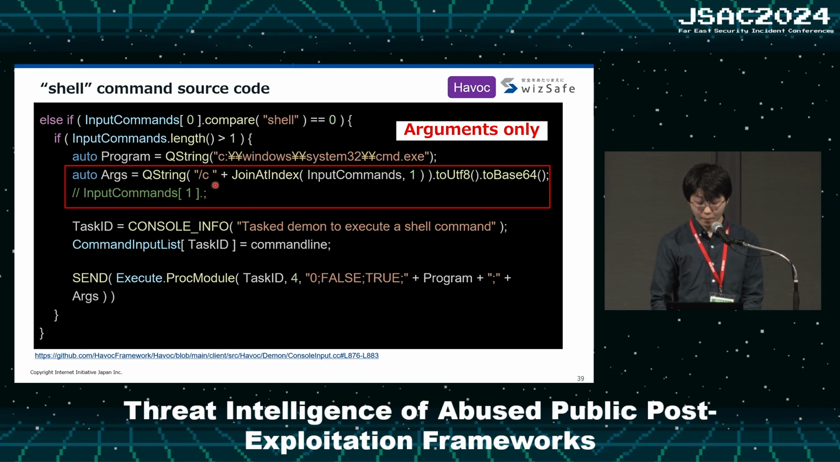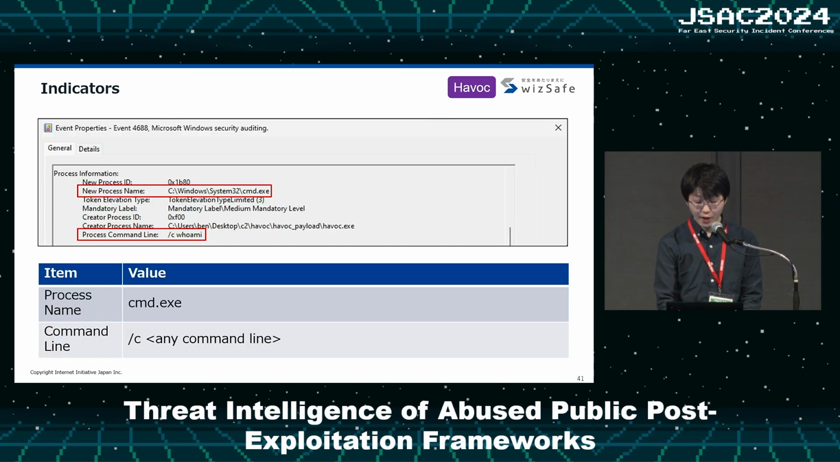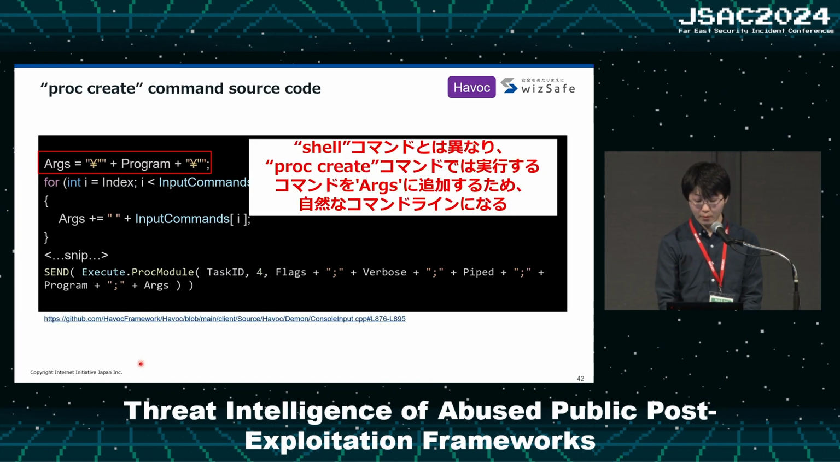When you trace the source code, you will eventually find CreateProcess with the Windows token, the cmd line, where the parameters are taken over. So the string that starts with option /C is recorded. A command line that starts with option /C can be used as an indicator of Havoc. To add information on Havoc, it has a proc create, which is the command to execute command execution.